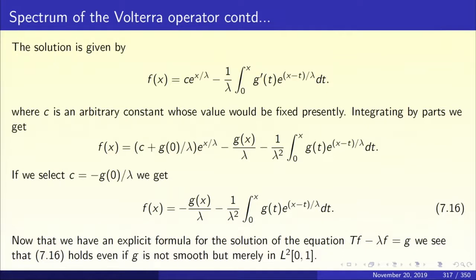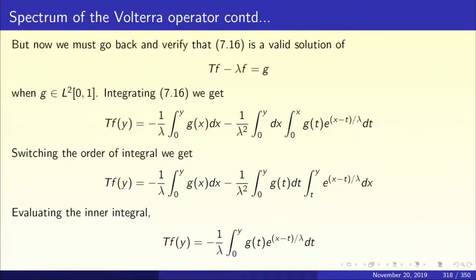The expression f of x given by 7.16 does indeed satisfy (T minus lambda I) f equal to g, and that will prove the surjectivity of the operator. So how do we check that this works? We have to take this expression f of x and substitute in Tf minus lambda f equal to g. So now what is Tf? Tf is the Volterra operator. It is integral 0 to y of f of x dx, that will be Tf of y.